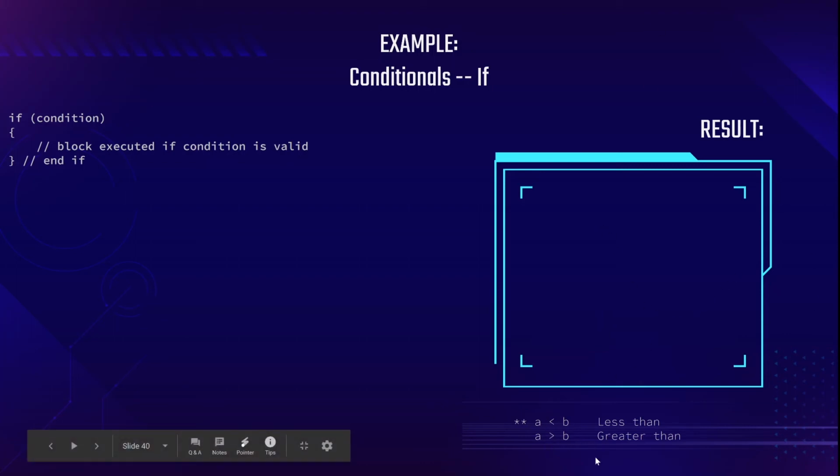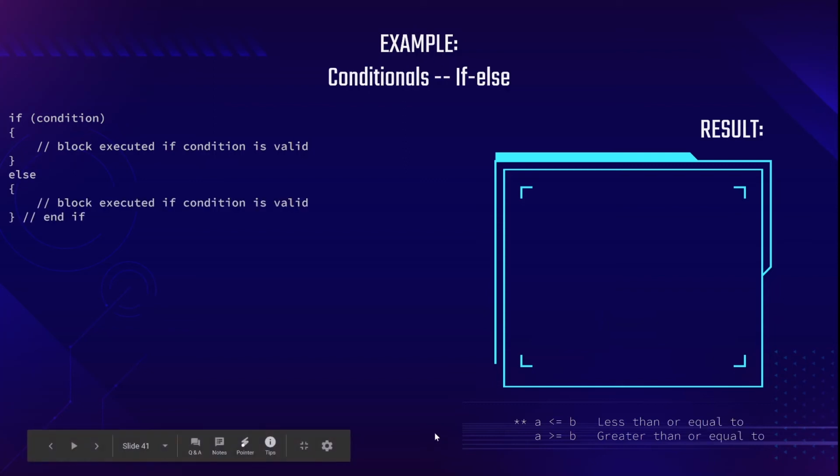So this is the less than sign. This is the greater than sign. If else. So if the condition is true, execute that block. Because it's just else, there's no if there, we're going to be executing this block if the condition above was not valid. And we just end the if.